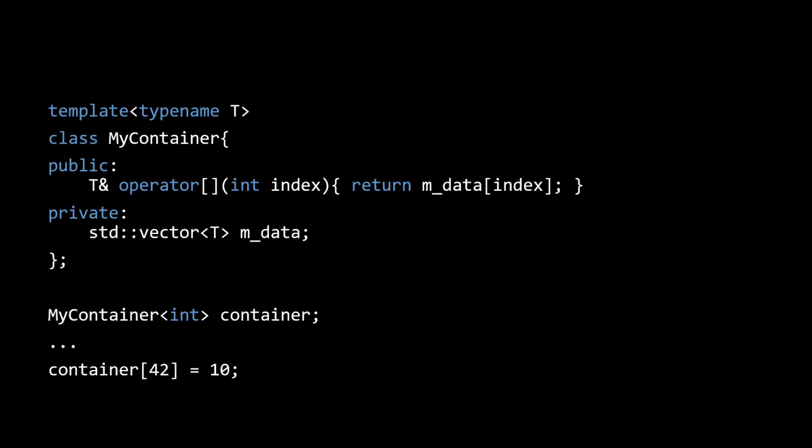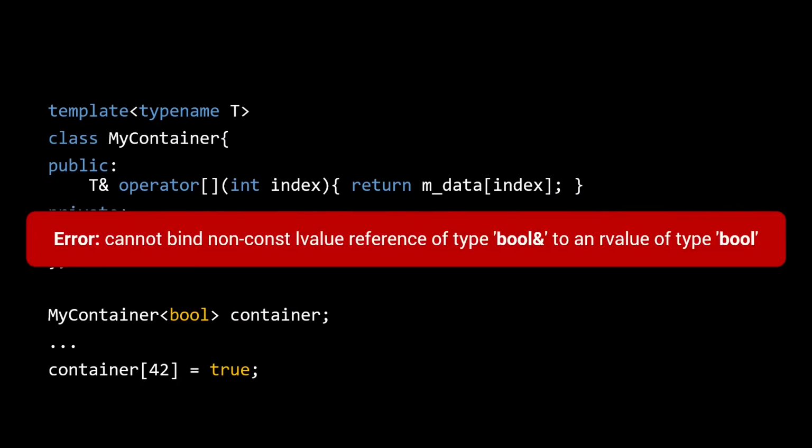But what if we, instead of making a container of ints, would for example make a container of booleans? Something like this. Then suddenly, if we try to compile, we get an error. Error: cannot bind non-const lvalue reference of type bool& to an rvalue of type bool. So what's going on here?